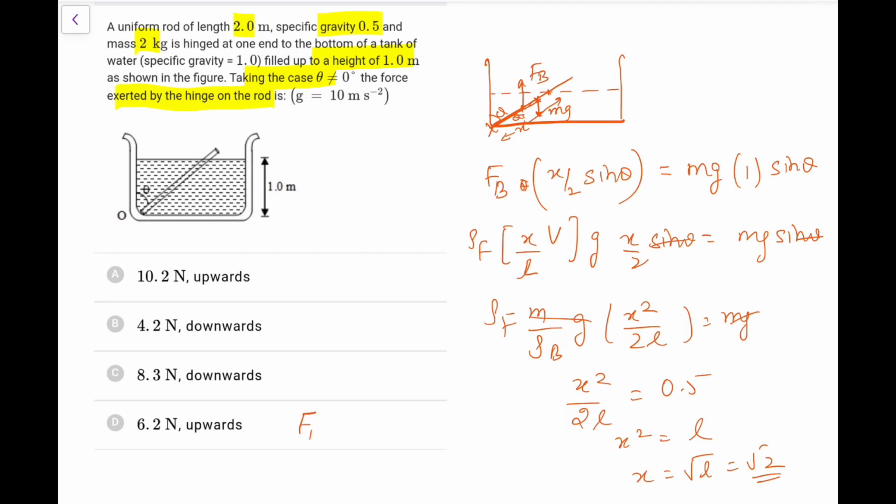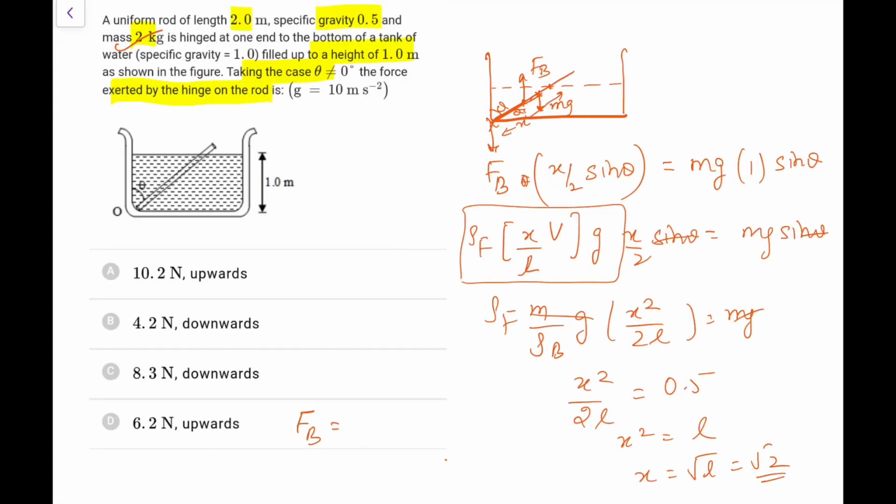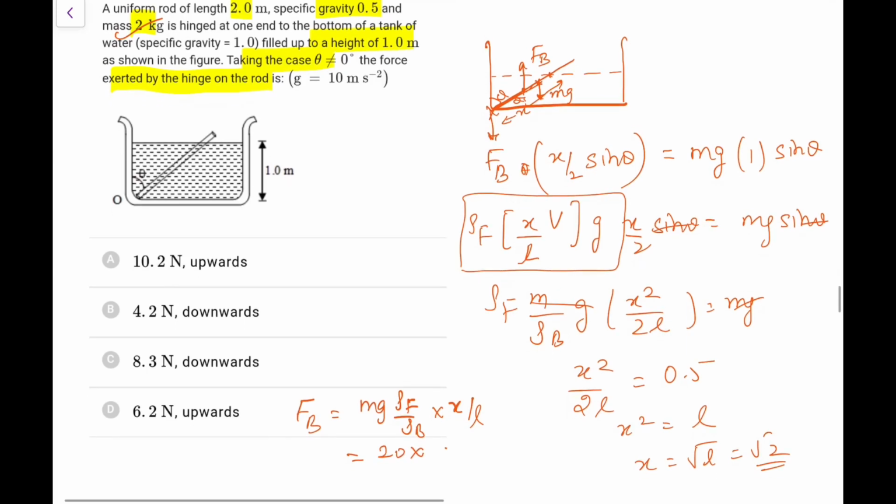So what is the buoyant force now? The buoyant force exactly would be this term. So that would be equal to rho f, and V we can write as m upon rho b. So it becomes mg rho f by rho b into x by L. So mg is 20, rho f by rho b, as was given, is 2, x is root 2 and L is 2. So it is 20 root 2, so 20 into 1.4 if I take, it is 28 Newton.